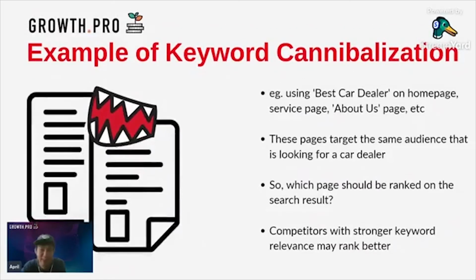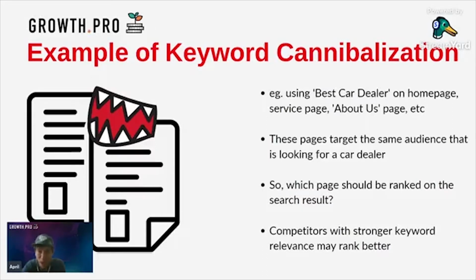So this is one example of keyword cannibalization. Imagine you are a car dealer and you have this car dealer website. You may be trying to target the keyword "best car dealer" on your homepage. Maybe on your homepage, you have a main title that talks about you being the best car dealer. You may have another service page talking about your car dealership, and you are targeting the same keyword as well, which is best car dealer. And potentially in your About Us page, you may also be using this keyword, saying that you are the best car dealer in Malaysia and so on.